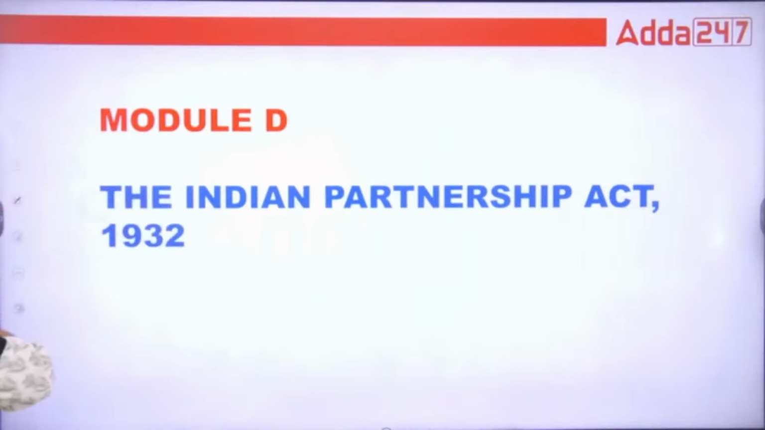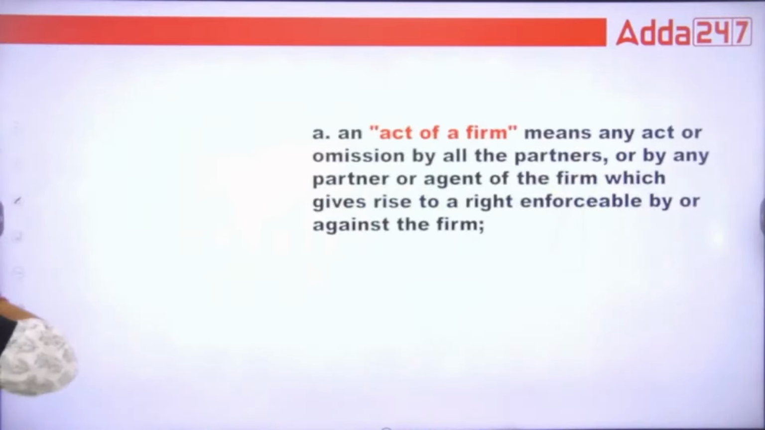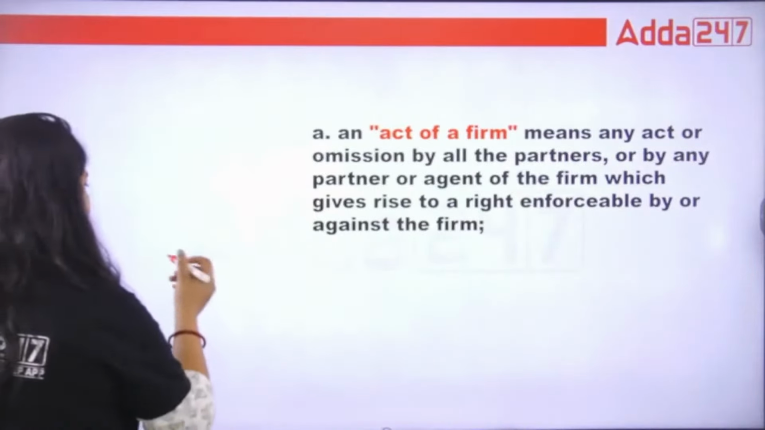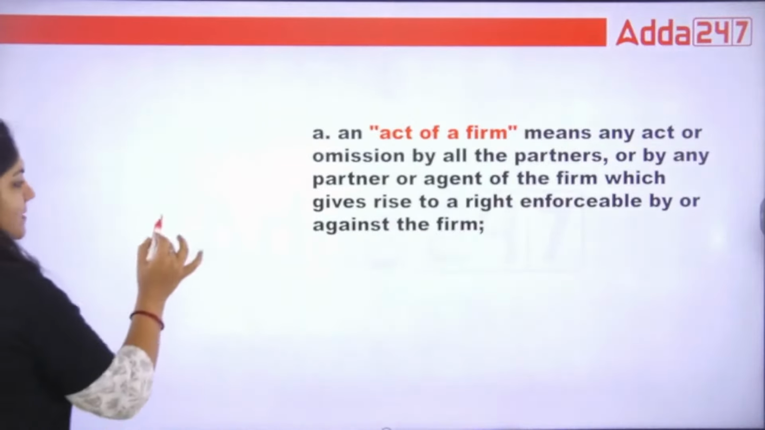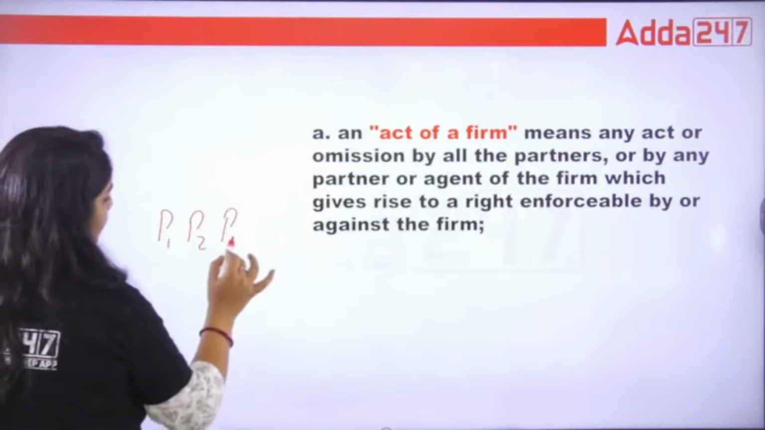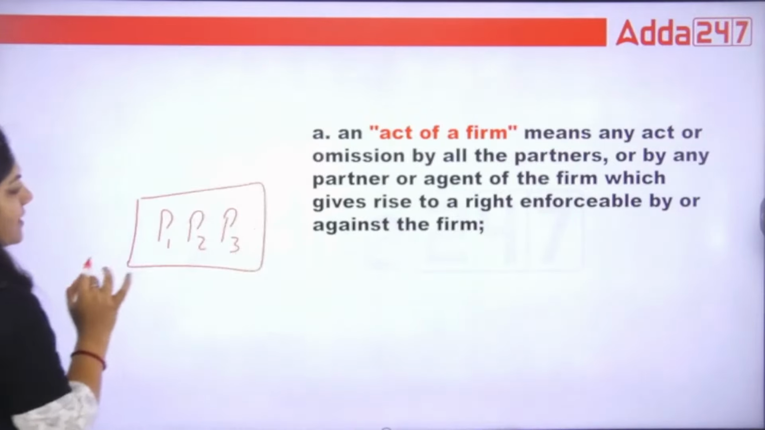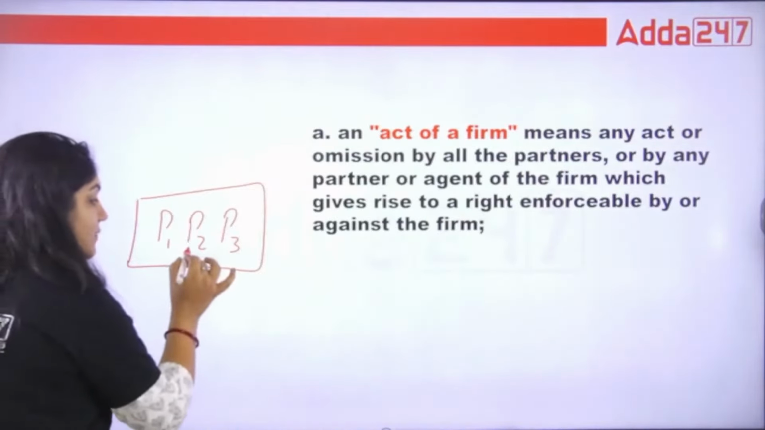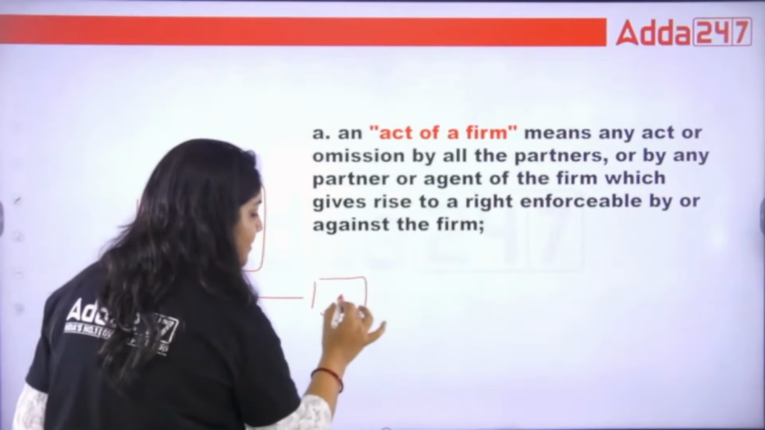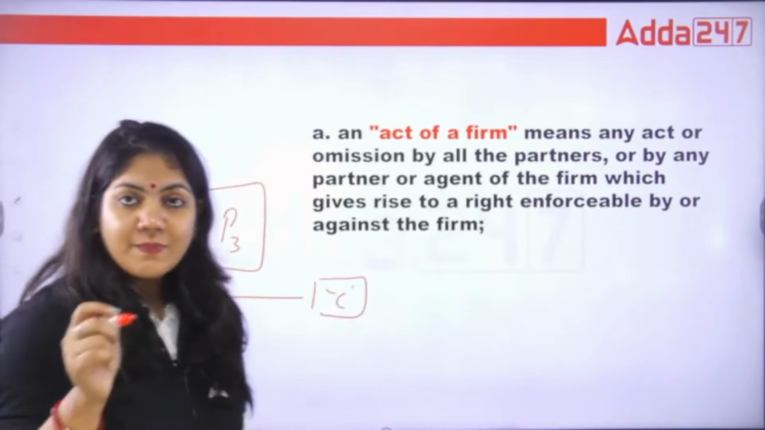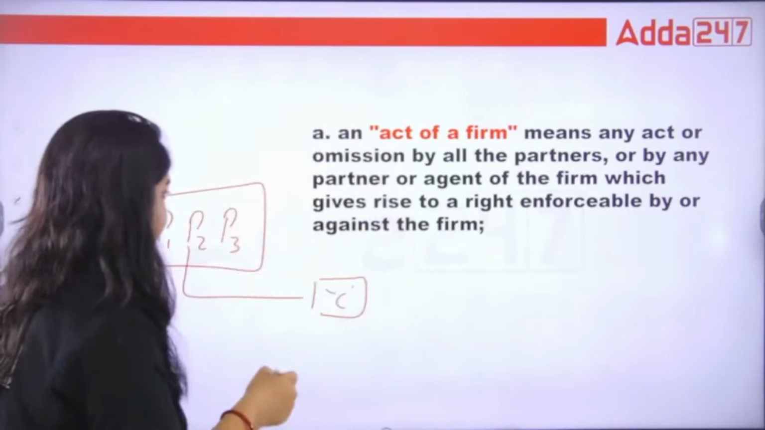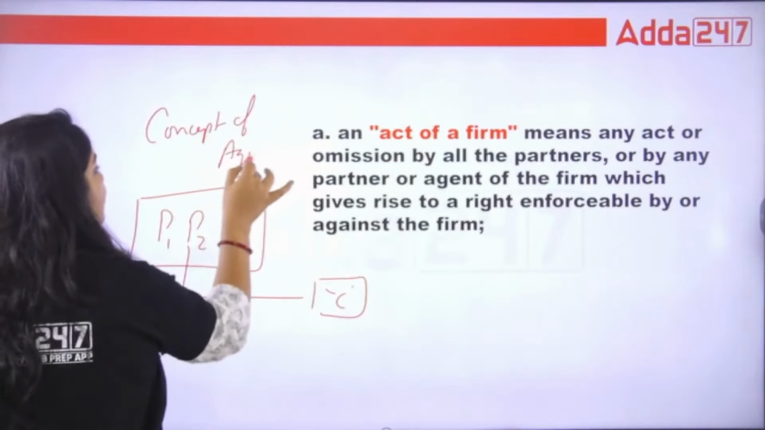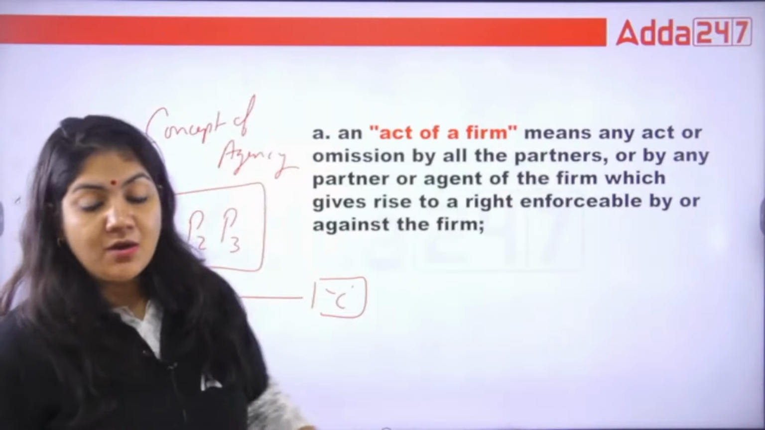Now, in the Indian Partnership Act, what exactly is the act of a firm? Before starting this concept, suppose there are three partners, P1, P2 and P3, in the partnership firm. Suppose P2 is doing business with a company. As we know, the concept of agency applies in the partnership firm.